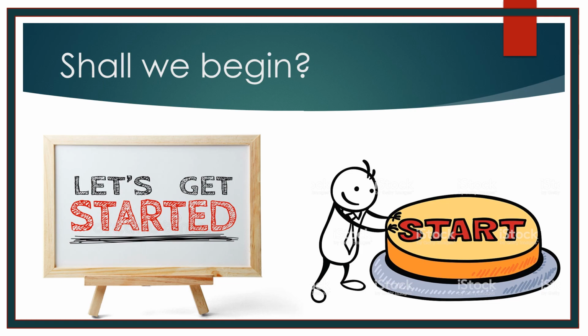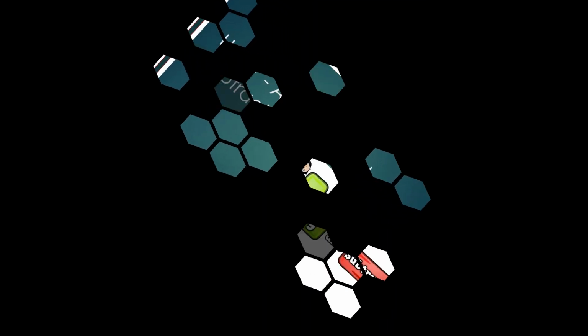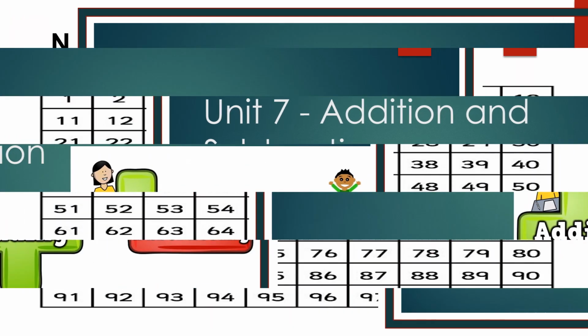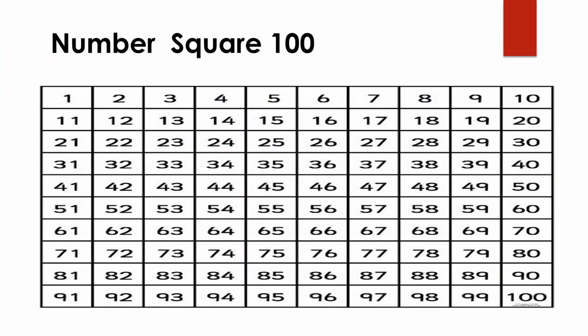Okay, so let's get started. Our topic for today's lesson is Unit 7, Addition and Subtraction. In this lesson, we will be needing a number square table, which we always use in the class. If you don't have it at home, you can refer to the 100 square table from the document.